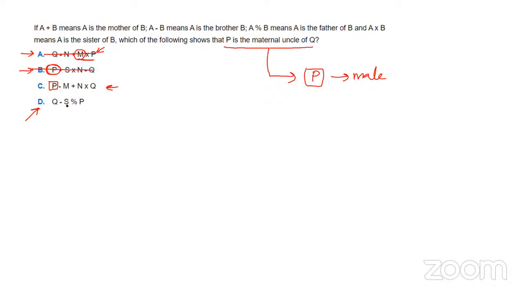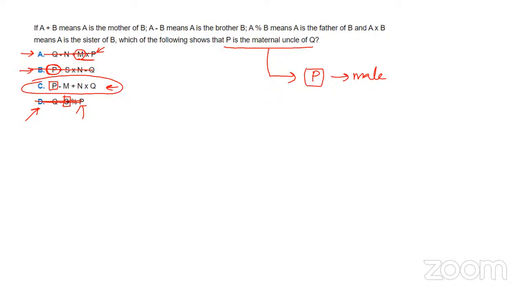So the next option says S percentage P. Percentage means S is a father. So I can clearly say S is a male, but P could be male or female. It's not 100% clear in option D that P is a male. So I can eliminate the option. That means the only answer option that will give you the answer is option C.